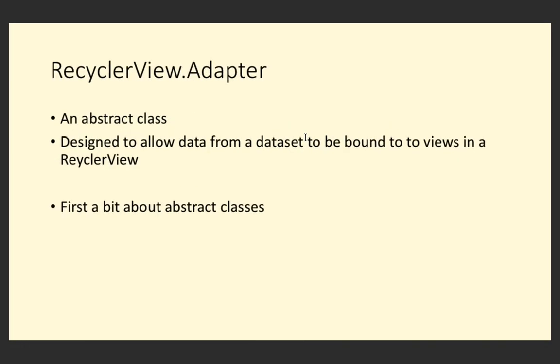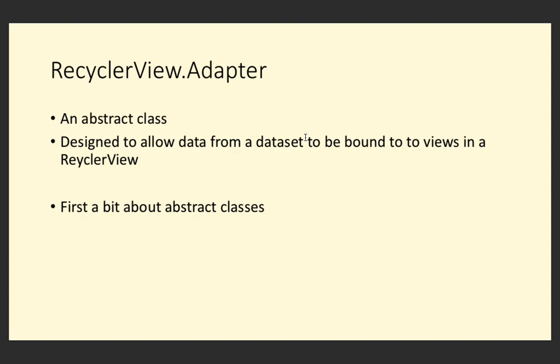Where it gets more difficult is when we come to actually create a RecyclerView adapter, an instance of RecyclerView adapter. Now, RecyclerView adapter is an abstract class, which we'll talk about in a minute. Its purpose is to allow us to get data from some data set. That could be a standard list or an array or something like that, and bind it to the views in the RecyclerView. So we take data from a collection and make it appear on screen. That's the RecyclerView adapter's job.